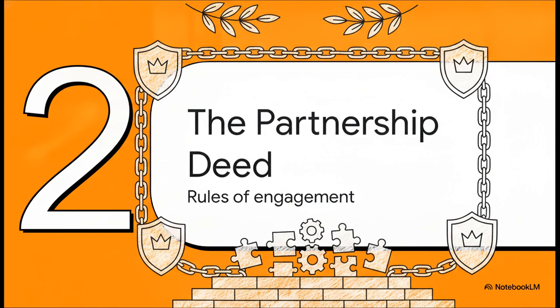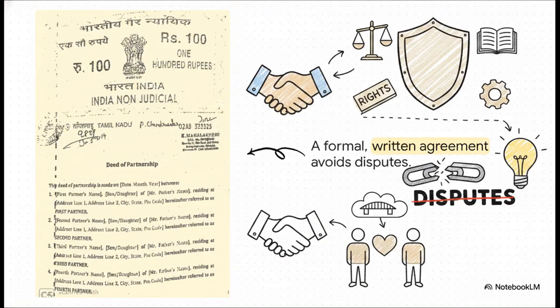Section 2. The partnership deed. To manage all that immense risk and keep the peace, partners need a rock-solid rulebook. By law, a partnership is the result of an agreement, and technically speaking, that agreement can just be oral. But let's be real, a handshake is not going to save you in court. Having a formal, written partnership deed is undeniably the best way to avoid disputes.